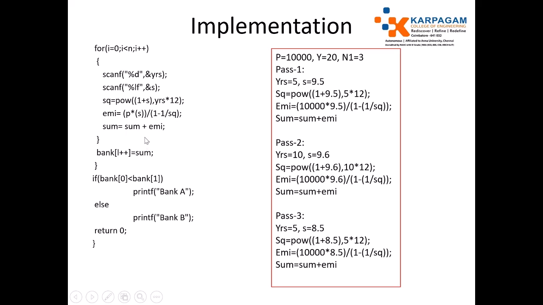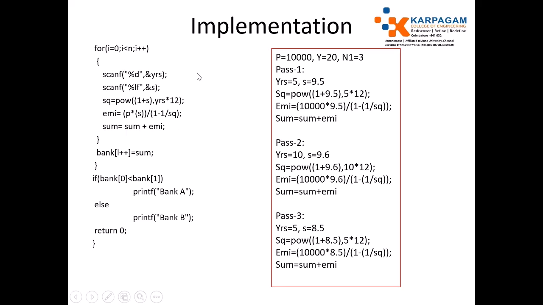Finally, the first bank EMI value, that is the sum of the EMI values, is stored in bank of 0. In the next iteration, get N2 value, same calculation. Just get N2 numbers of years and interest rates, calculate the EMI value, get the sum and compare with the bank 0 value and bank 1 value. We have two banks now. If bank 0 value is less than bank 1 value, just print bank A, otherwise print bank B.